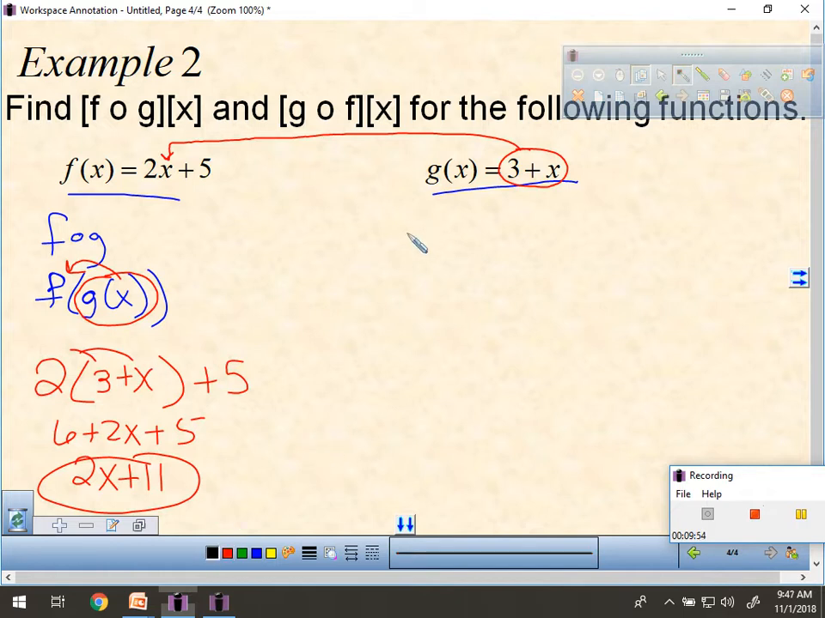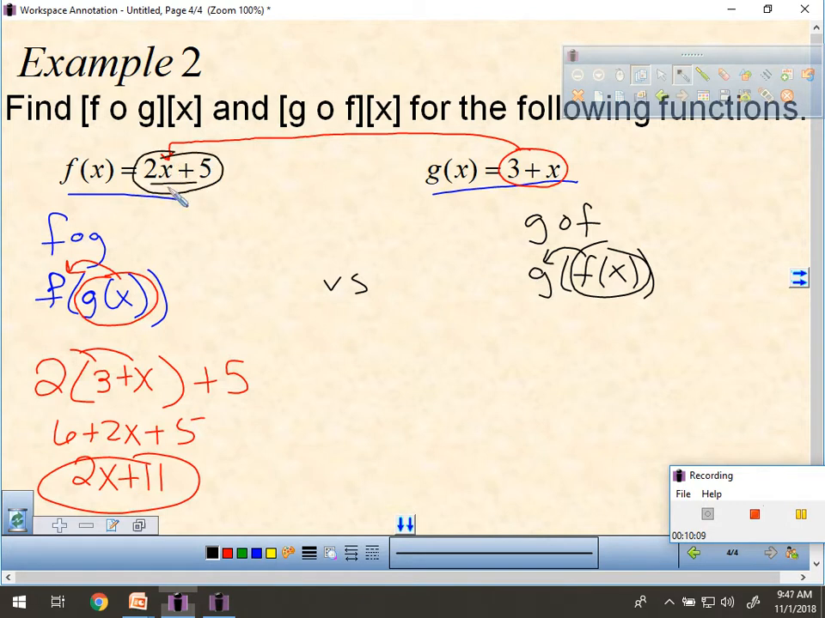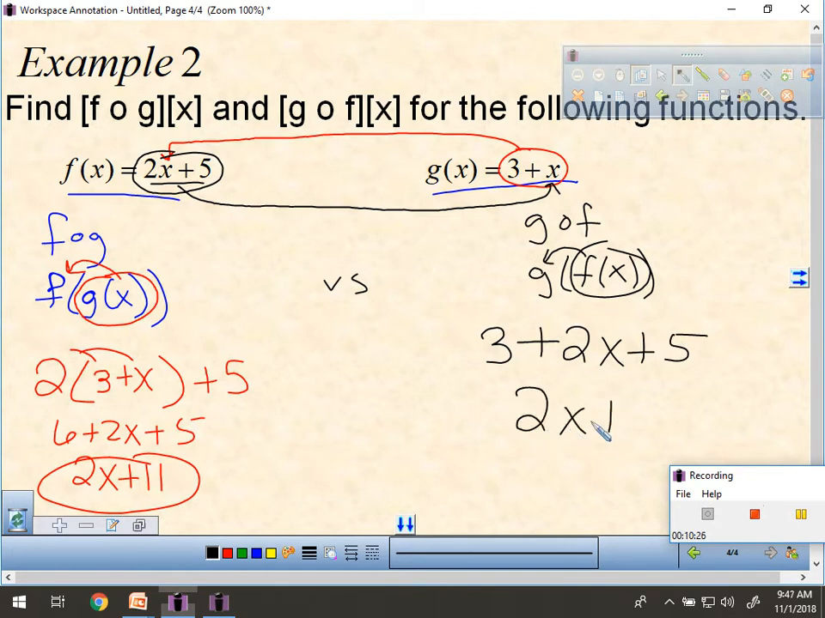Now, let's compare that versus GOF. If I ask you to find GOF, you'd have to do g of f of x. And this is different, right? So this time you're going to take the f function and you're going to plug that sucker into g. So circle the f function, 2x plus 5, and you're literally going to plug that into the g function. And so what you're going to have is 3 plus, and you see what that x is, plug in 2x plus 5. And so I plug in 2x plus 5, and then I just combine my like terms, and then you get 2x plus 8. And that would be the answer for that one.